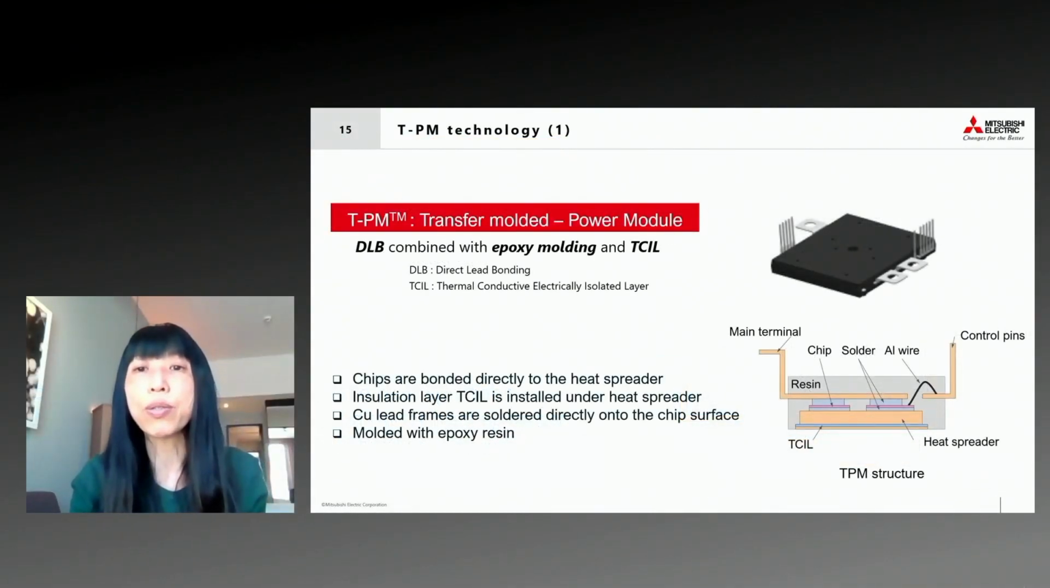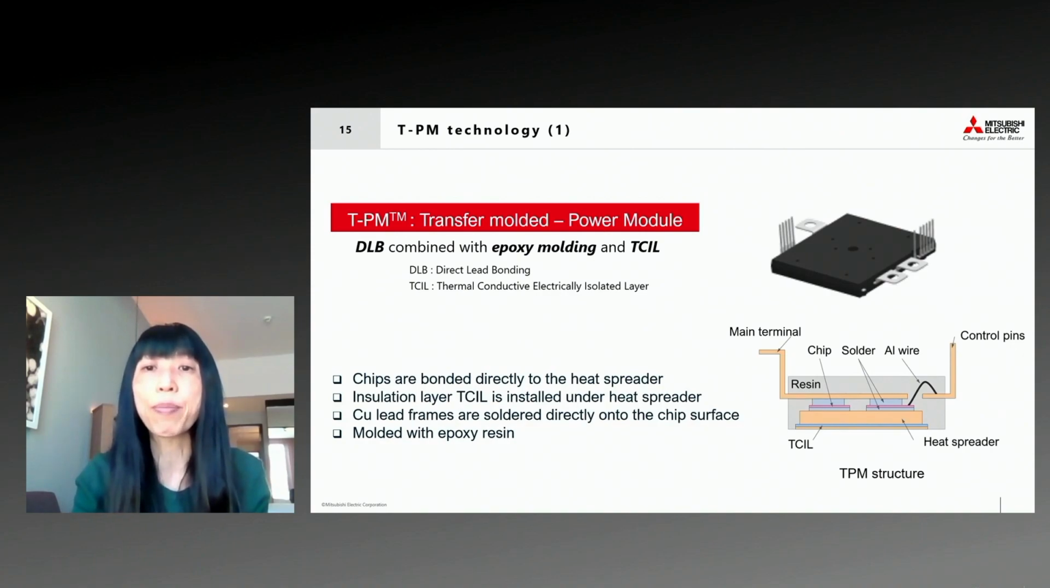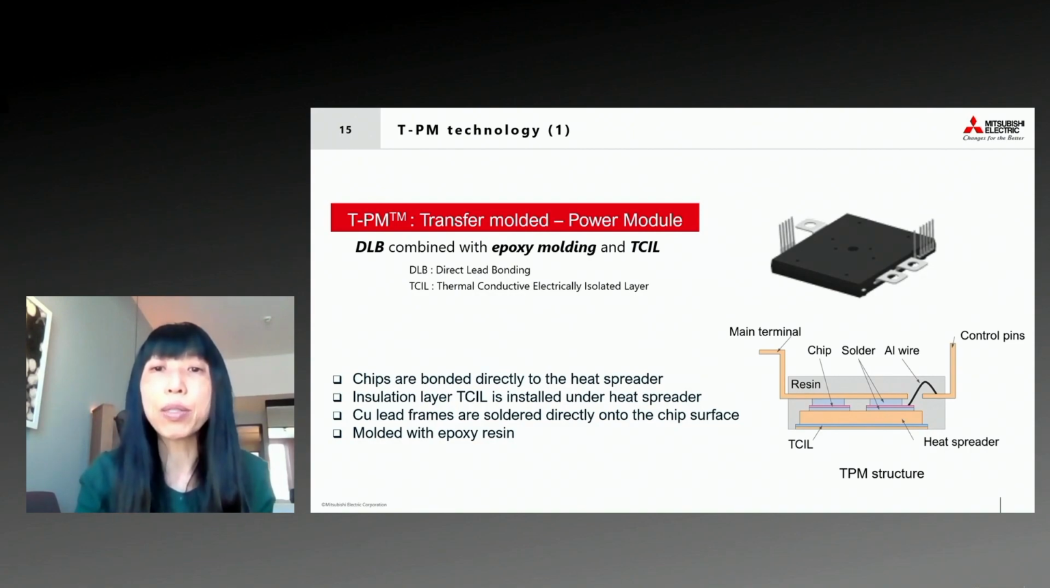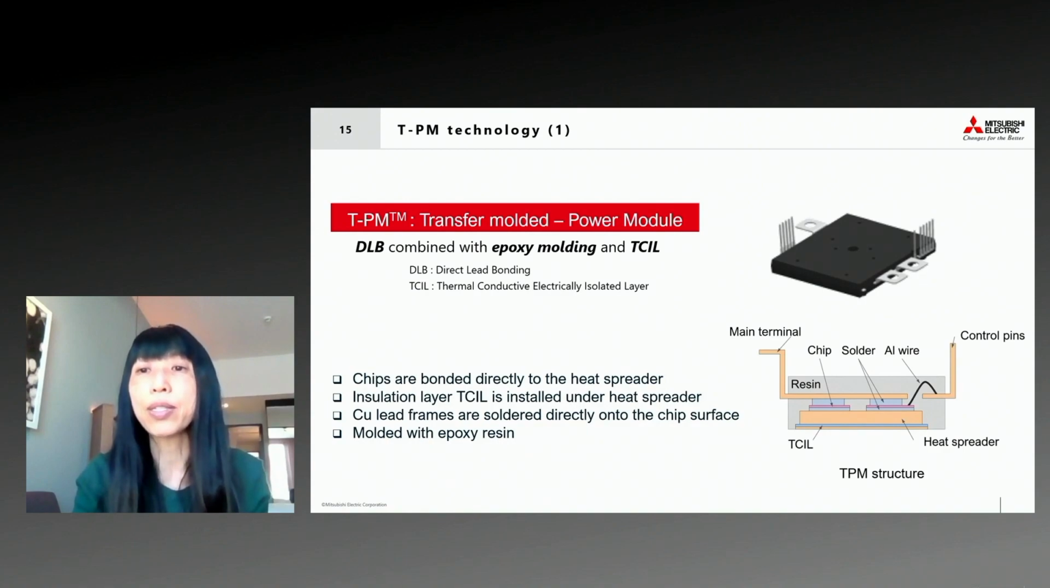As shown in the cross-section, chips are bonded directly onto the heat spreader. An insulation sheet is installed below them. Copper lead frames are soldered directly onto the chip surface, and they are molded with epoxy resin.